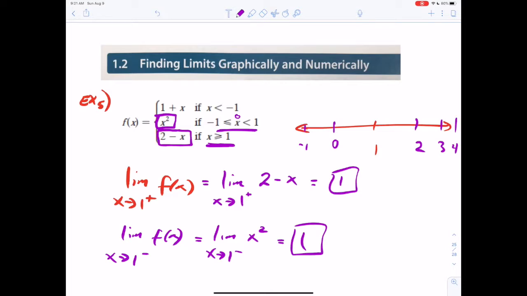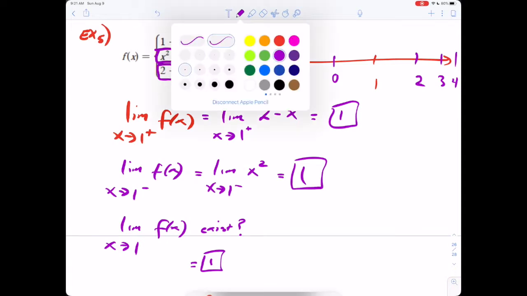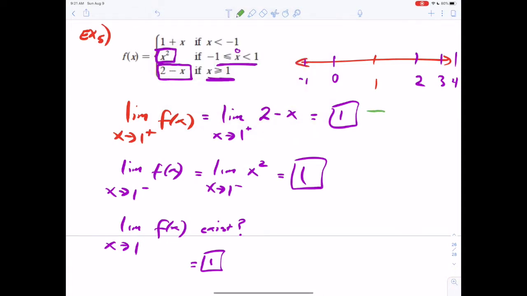So the last thing I want to say is, does the limit of f of x as x approaches 1 exist? Okay, pause, think about that there and answer it. Okay, so your answer should have been, yes, it does exist. It exists at 1 because the left limit and the right limit are actually the same.